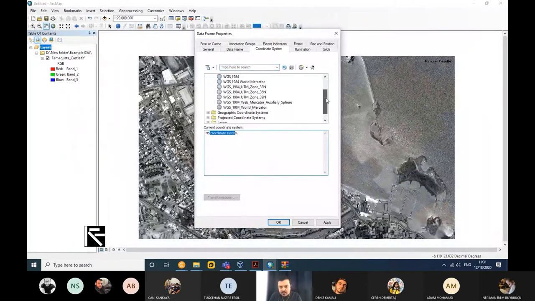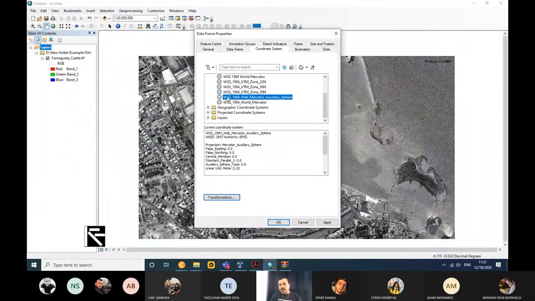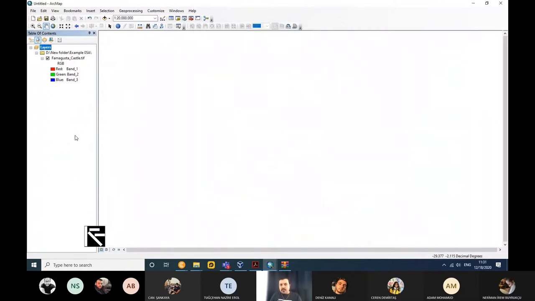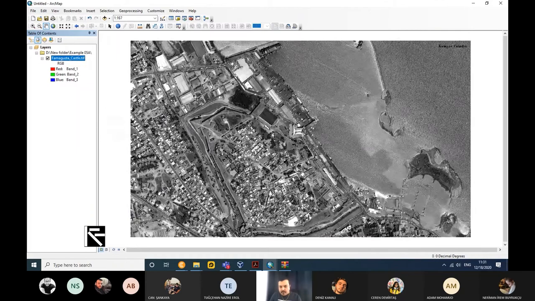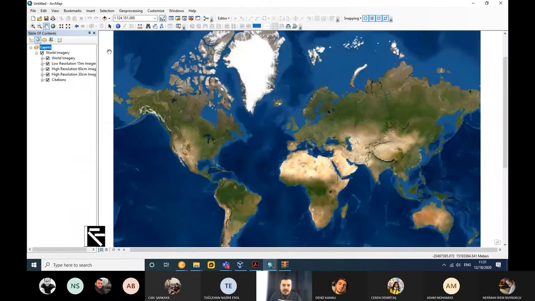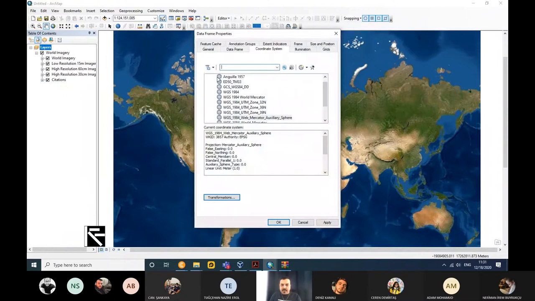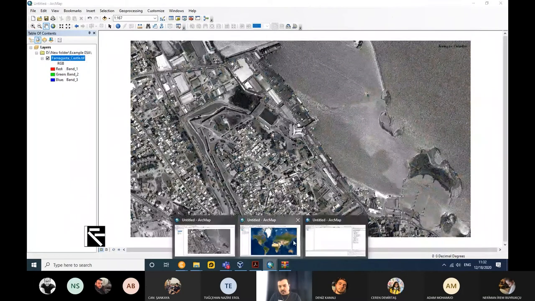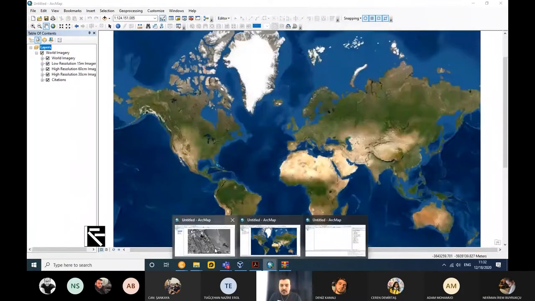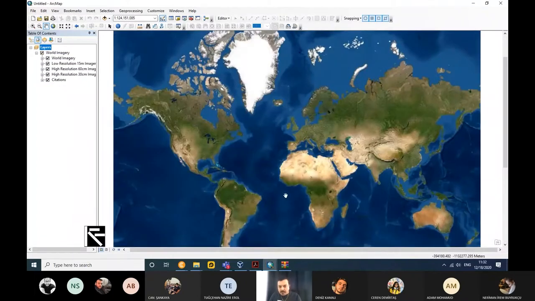Because there is no coordinate system, you are able to add it from here: WGS 1984 Web Mercator Auxiliary Sphere. You can also do that. But to make it easy, I tell you, open a new one and add a base map, because if you do that, it automatically gets these values from here. Both are okay. You can do it manually or automatically. Whichever is easier for you, it doesn't matter. Both are the same. Now I have a map here as a base.